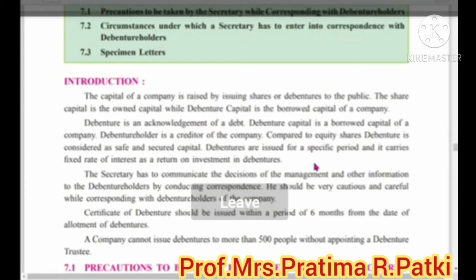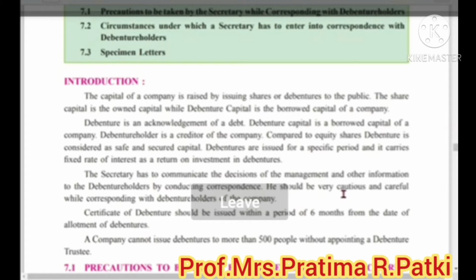So here we need to understand that if we invest as an investor in debentures, it's a safe and secured capital because they get a regular fixed rate of interest. Now, the secretary has to communicate the decisions of management and other information to debenture holders by conducting correspondence. Hence, the secretary needs to communicate to debenture holders regarding certain decisions of the management, how much management would like to pay the interest, or what are their policies regarding interest giving, right? So all these things the secretary needs to communicate to the debenture holders.